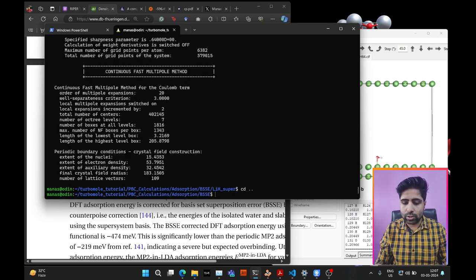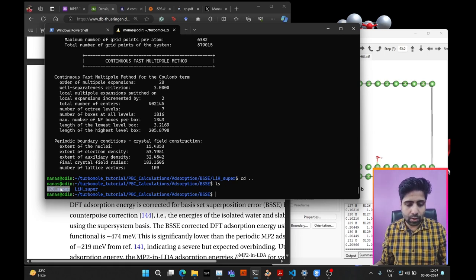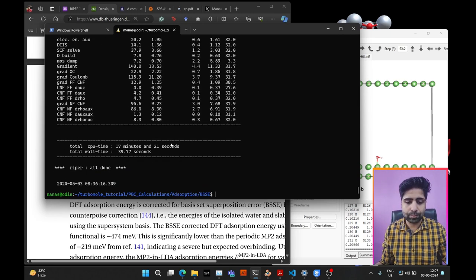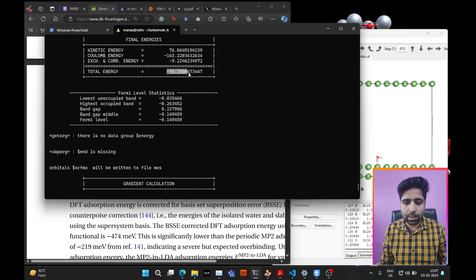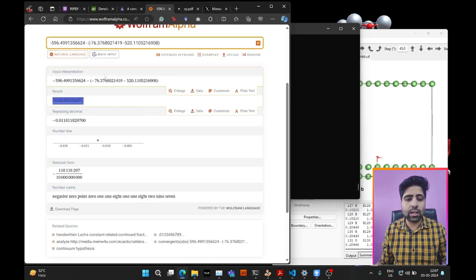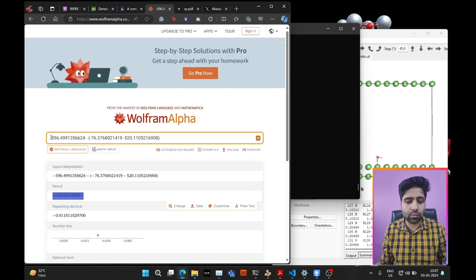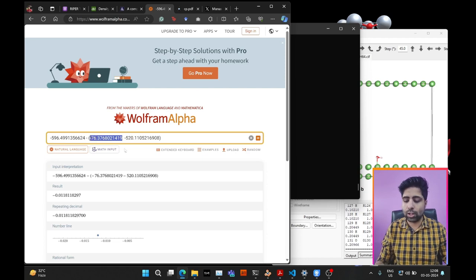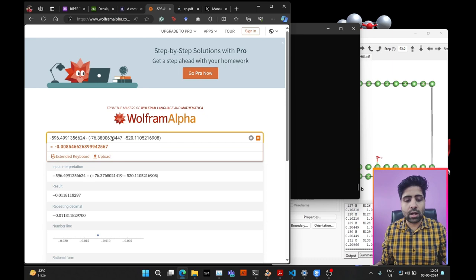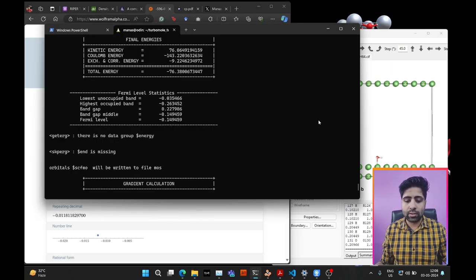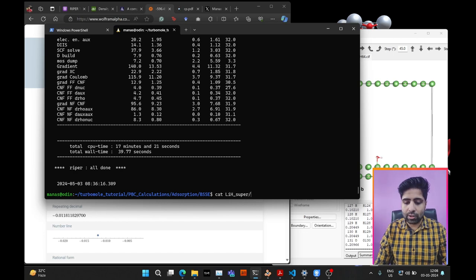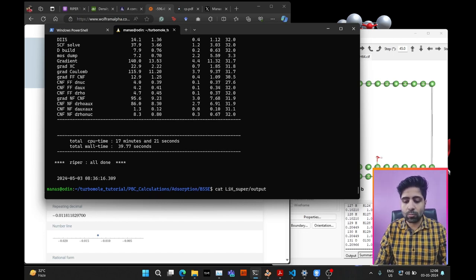Now, in the meanwhile, while this calculation is running, we are going to copy the energy of the H2 molecule in the super system or the supermolecular basis. So we'll go ahead and copy this energy, and previously this was our calculation of the adsorption energy. So this was the energy of the total system, this was the energy of the isolated water molecule, and this was the energy of the isolated LiH surface. So this time we will replace this energy of the isolated water molecule with our new energy in the supermolecular basis, and similarly we will also try to see the energy of the LiH surface in the supermolecular basis.